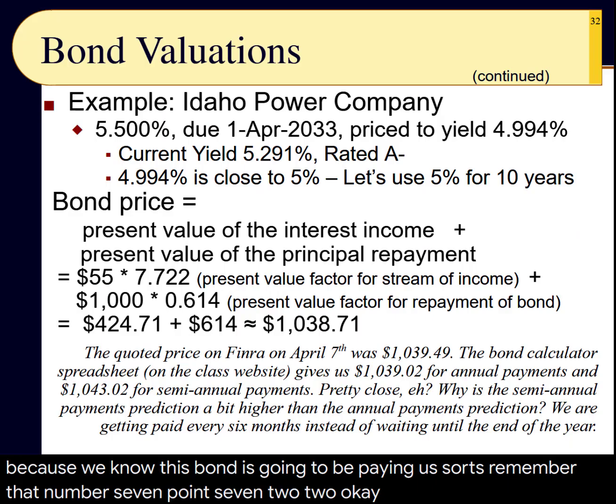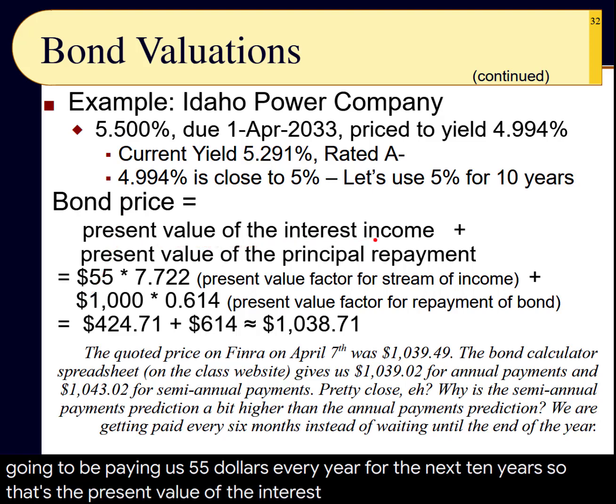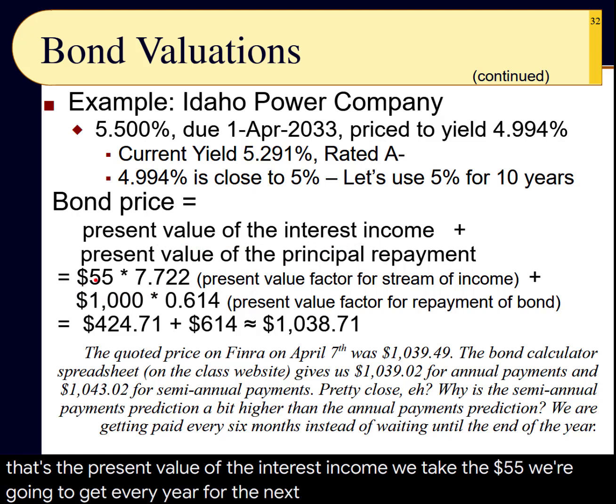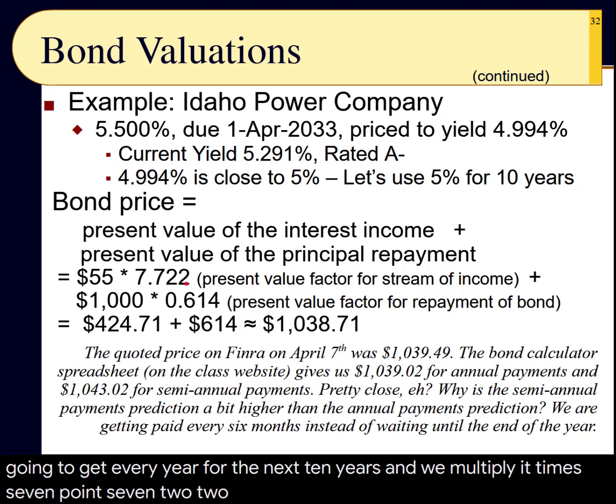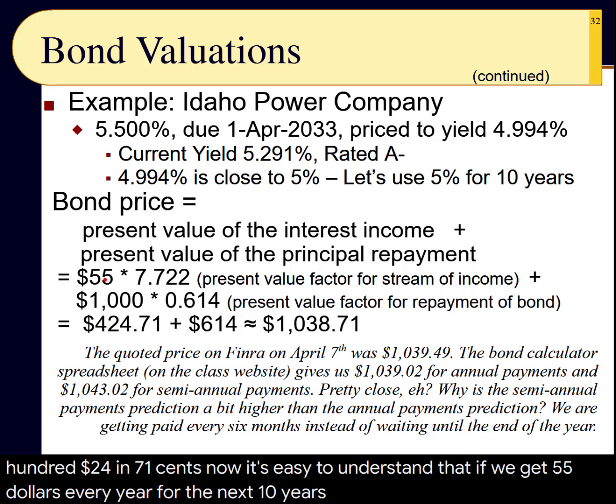We know this bond is going to be paying us $55 every year for the next 10 years. So that's the present value of the interest income. We take the $55 we're going to get every year for the next 10 years, and we multiply it times 7.722. Well, what's that equal to? If you use your calculator, make sure I got it right. That's equal to $424.71.